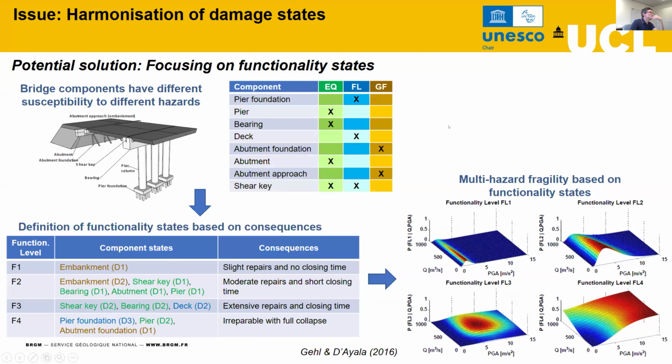And maybe a potential solution would be to focus on functionality states. For instance, if you have a given object, like here a highway bridge, you can check for different hazards, earthquake, flood, ground failure, which component of your structural system is susceptible to which type of hazard. Then you can build different functionality levels depending on the type of failure your structural system has been exposed to, and think in terms of consequences for this object. Some failure mechanisms will have a strong effect or not. Through these consequences, you can harmonize your functionality levels and all the physical damage states that may lead to them. And then you can assemble this in terms of multi-hazard fragility, but based on functionality.